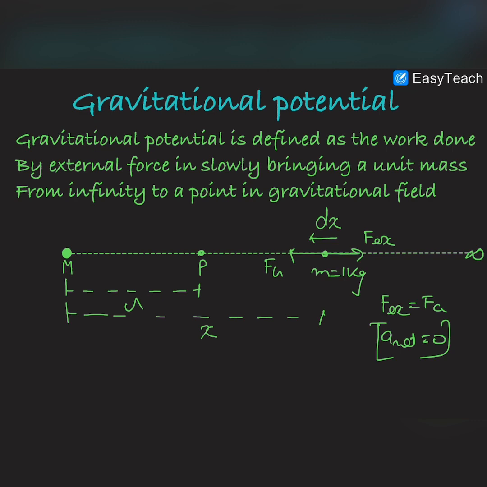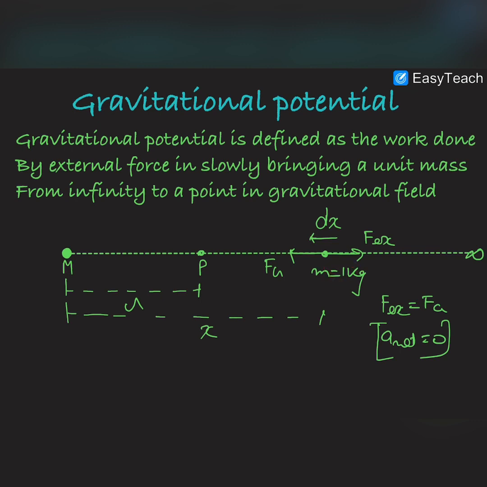So obviously we know that if we release this unit mass at some point, then this mass m would attract this unit mass, and it would accelerate till point P, and even it would accelerate till it reaches this point m. So we have to bring this mass slowly.